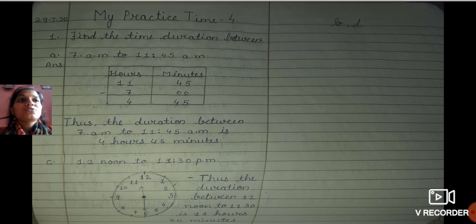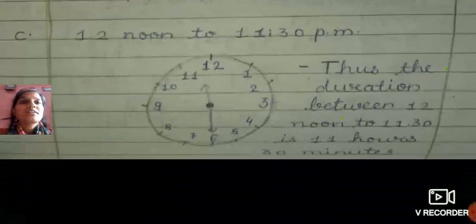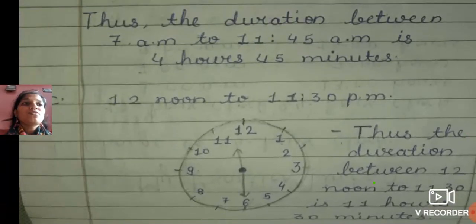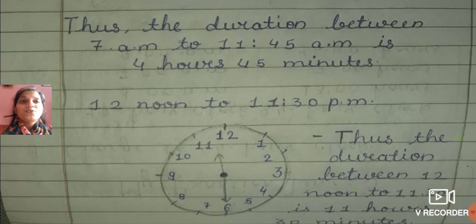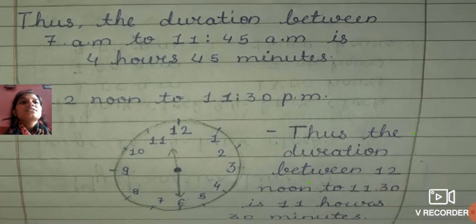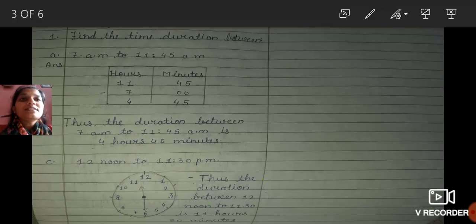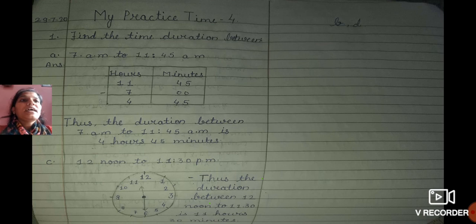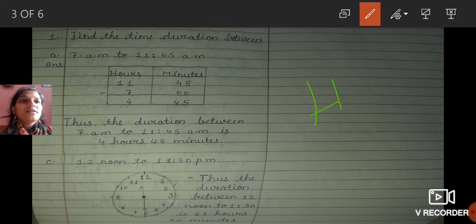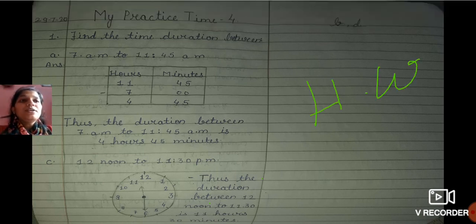So here I would like to zoom the example so that you can write properly. First of all you have to write 12 noon to 11:30 p.m. You have to draw the clock and show the timing 11:30 in the clock, and then write this final answer: thus the duration between 12 noon to 11:30 is 11 hours 30 minutes. So this will be C question. See example B and D. Here I would like to show you that B and D will be homework.